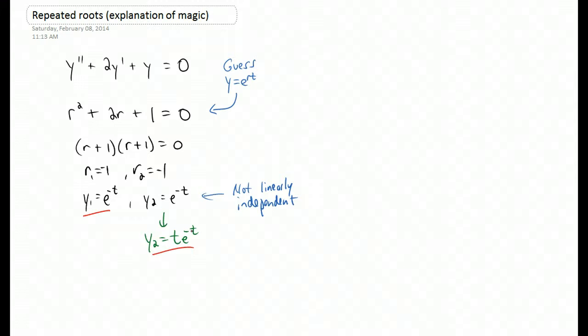Now, as I said in class, this should not work. In general, we definitely cannot take some solution to a differential equation and just multiply it by t and expect that to still solve the differential equation. In this case, it actually works, and you can check it. You can plug this y2 into the differential equation, and it checks out. But that's crazy, and it shouldn't work. So what I want to do is give you a little explanation of why this works.